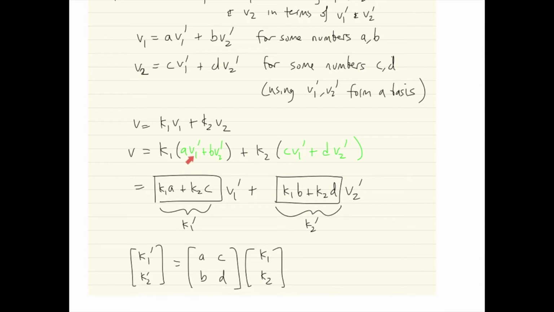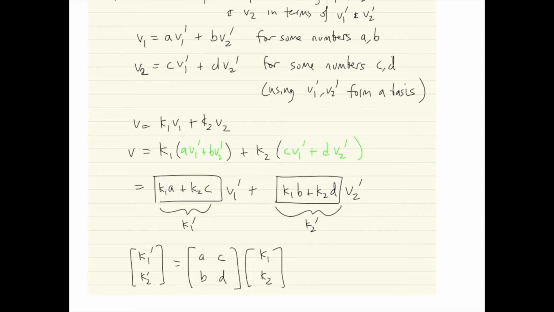How did I get these numbers? Well, v1 primed has a coefficient of k1 times a from here, and then on this side, v1 primed has a coefficient of k2 times c. So k1 and a are numbers, k2 and c are numbers, the v1 primed and v2 primed are vectors. So this here is a number in practice. Okay, and then writing the answer in this line in matrix form, if I denote this as a new coordinate, namely the coordinate of v in the new basis, we get that k1 primed is a times k1 plus c times k2, and similarly k2 primed is b times k1 plus d times k2.